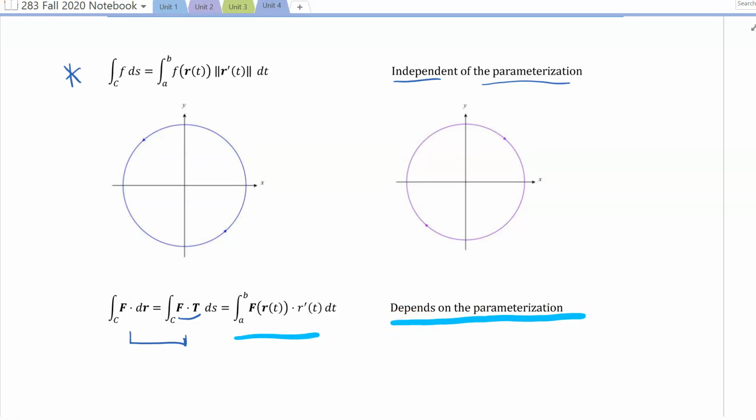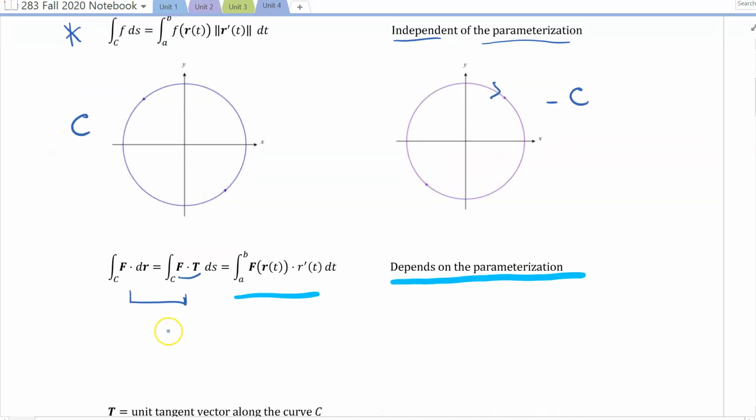As a quick review, think about the curve on the left hand side being the curve C, and the curve on the other side, since we've changed the orientation, being the opposite, or negative C. If we compute the line integral of the vector field over the curve negative C for the same vector field, we end up with the opposite result. If we change the direction of the orientation, we get the opposite result.